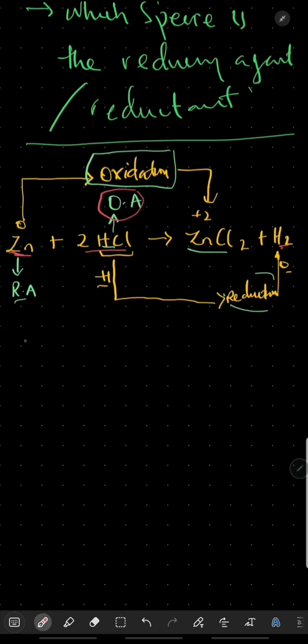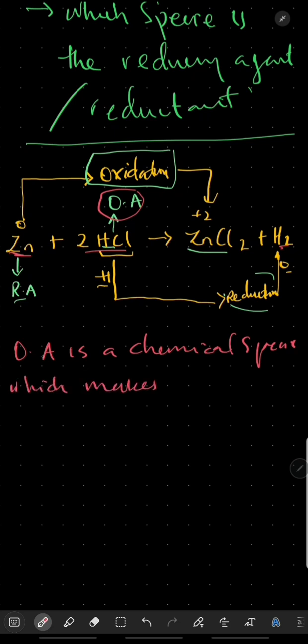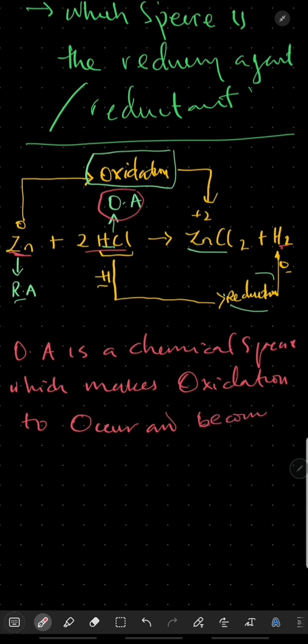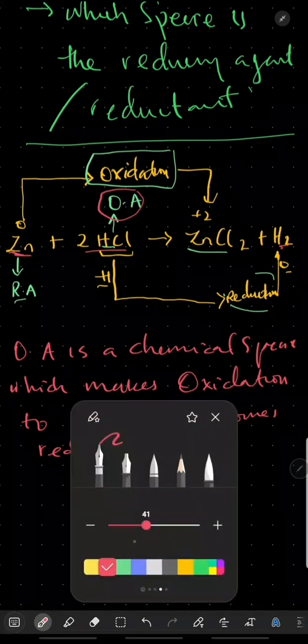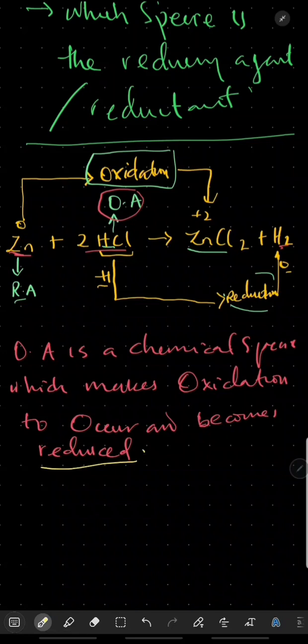Write it down that an oxidizing agent is a chemical species which makes oxidation to occur and becomes reduced at the end of the day. Notice this place, take note of the ending. It becomes reduced at the end of the day.